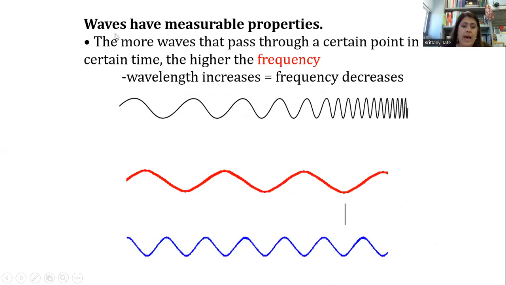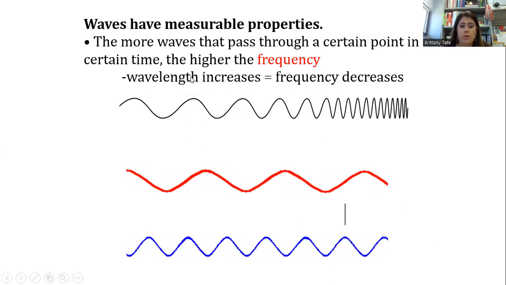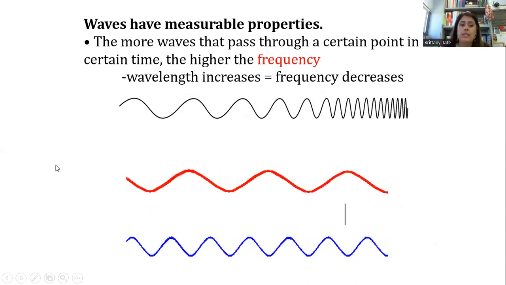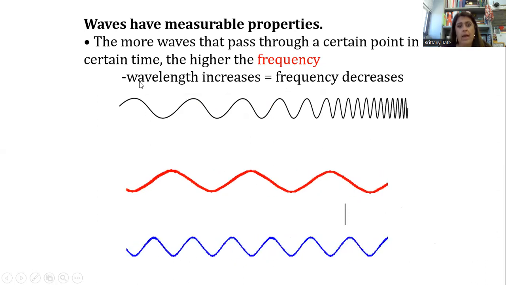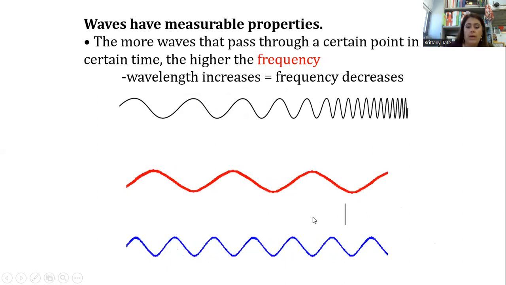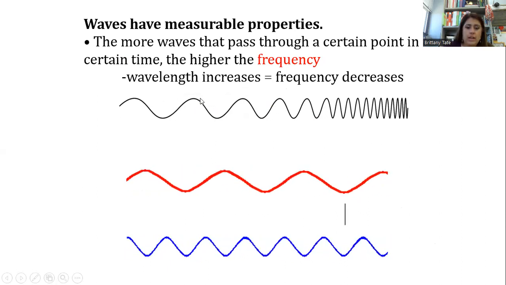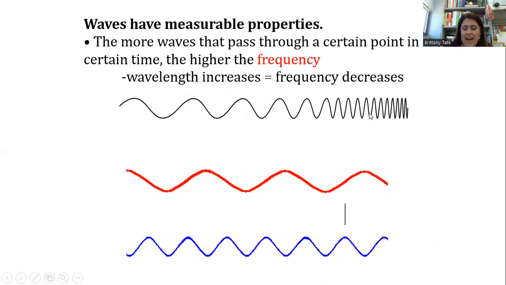Okay, so waves have measurable properties, and one of those measurable properties is frequency. The more waves that pass through a certain point in a certain time, the higher the frequency. Remember, this is an inverse relationship to wavelength. So the longer the wavelength, the lower the frequency; the shorter the wavelength, the higher the frequency.